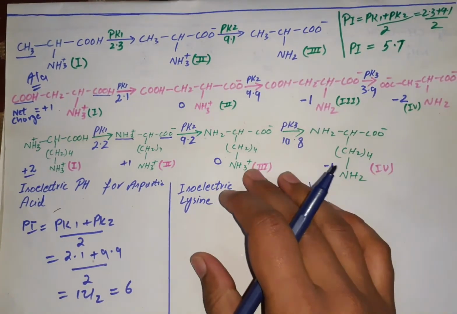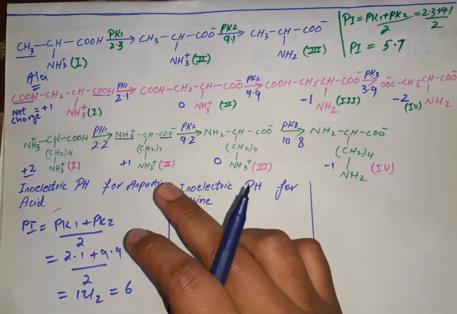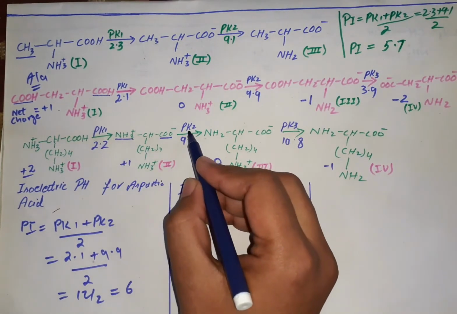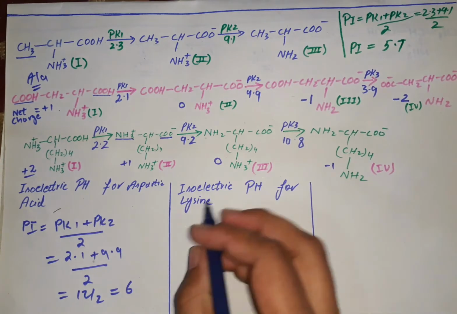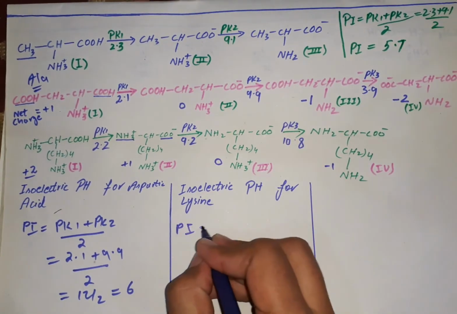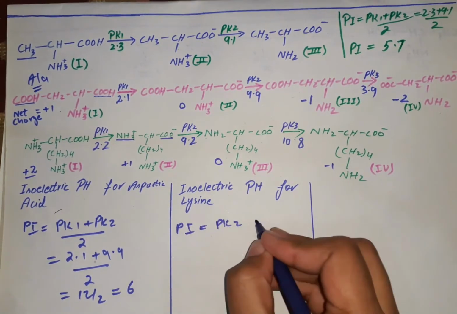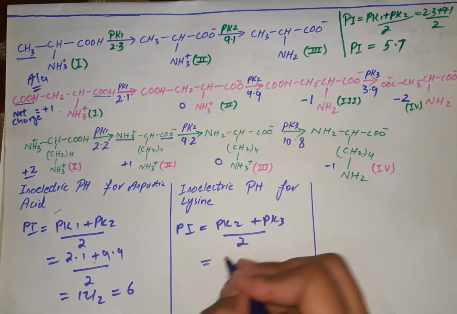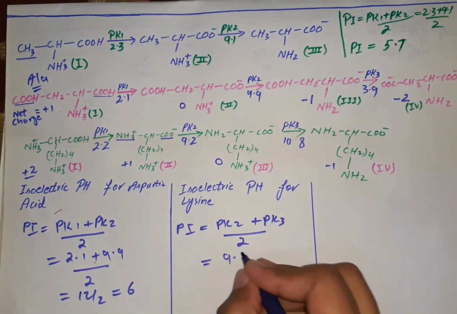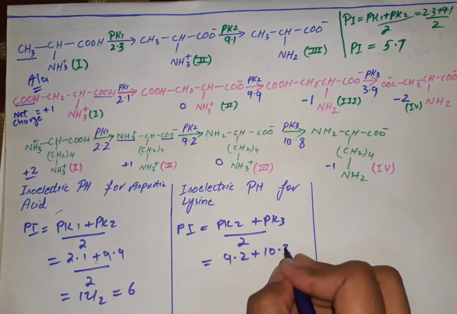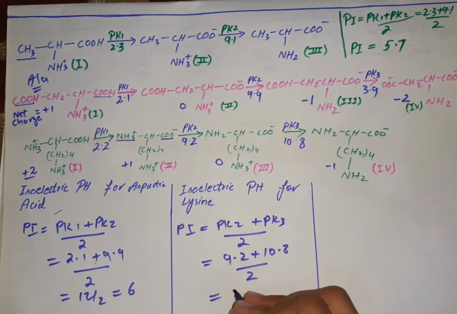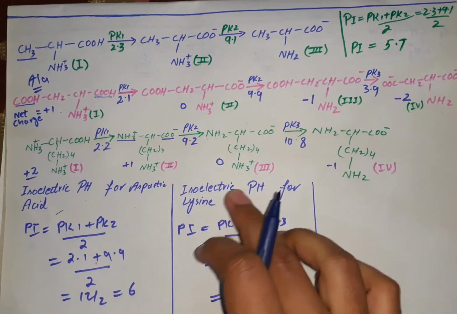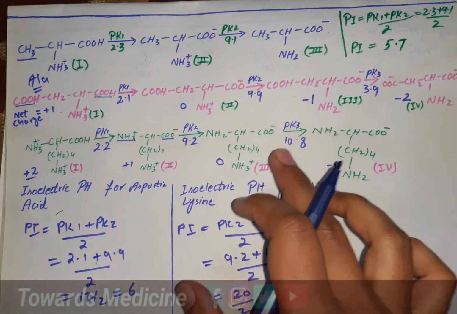So again we have to use the two pK values at which the net charge on the amino acid is 0. Here the net charge is 0 between pK2 and pK3. So for lysine, we have to use pK2 and pK3 in order to calculate the isoelectric pH, and divide them by 2. So pK2 is 9.2 and pK3 is 10.8, divided by 2, and it comes to about 10. So 10 is the isoelectric pH for lysine, at which it will exist in the form of zwitterion.